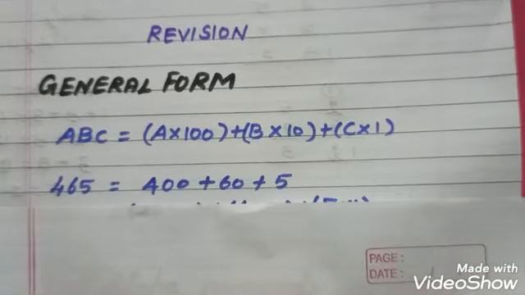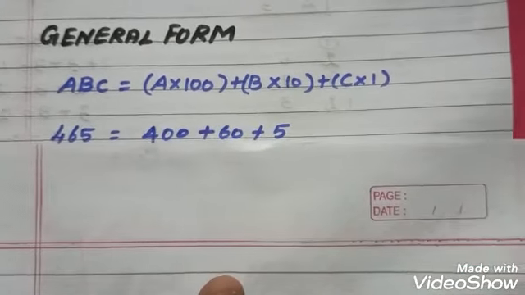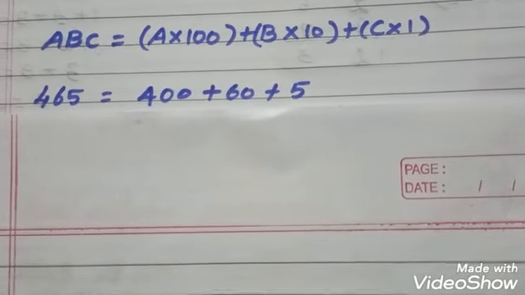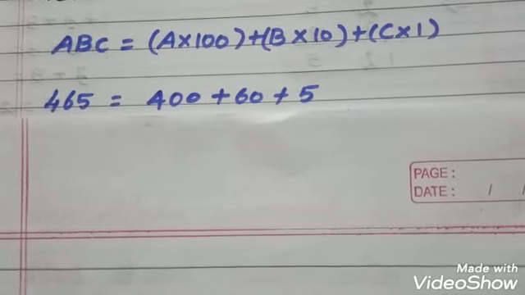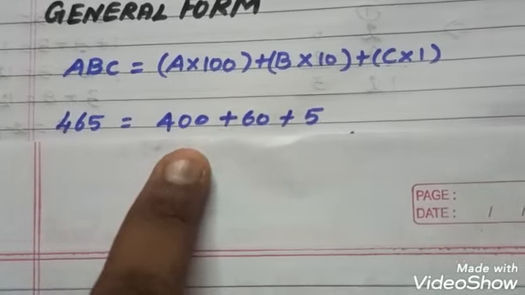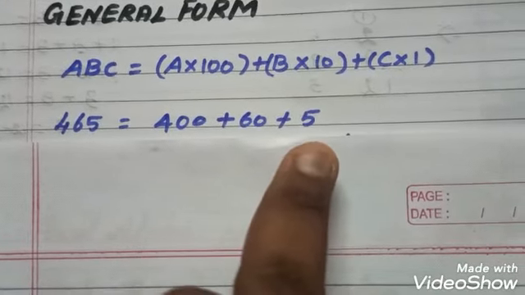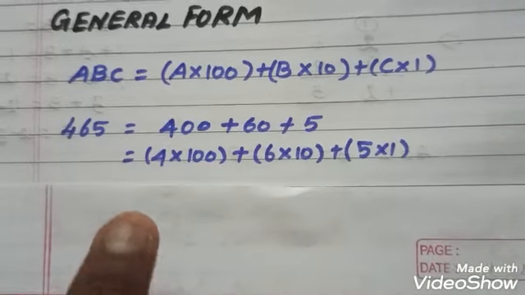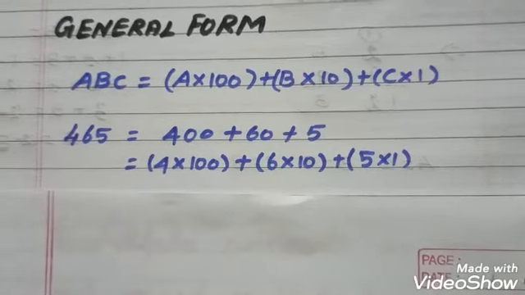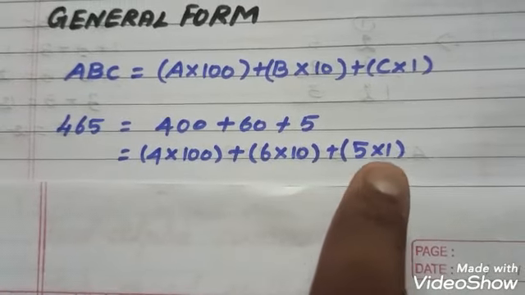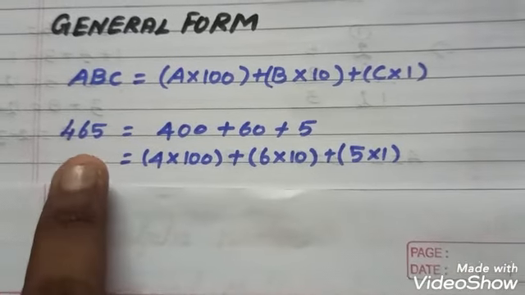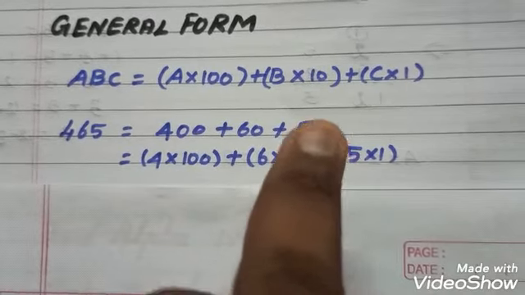Let me give one example: 465. Here 4 is in the hundreds place, 6 is in the tens place and 5 is in the ones place. So 465 splits as 460 plus 5. 4 is in the place of 100, so 4 into 100; 6 is in the place of tens, so 6 into 10; and 5 is in the place of ones, so 5 into 1. This is how 465 is written in general form.